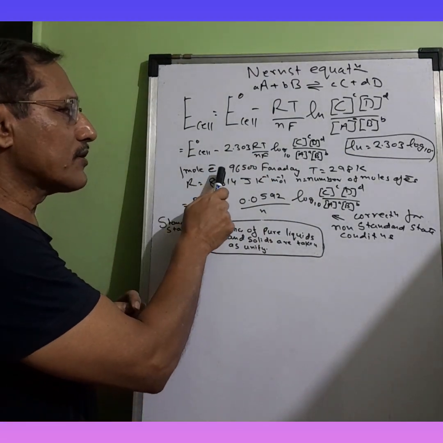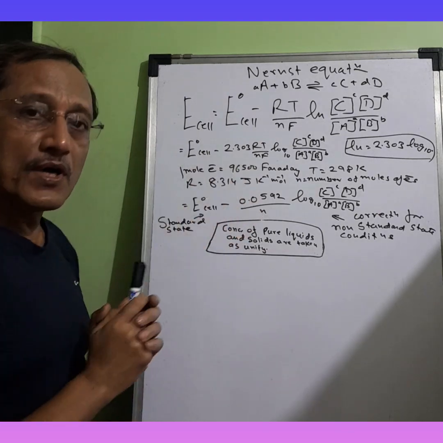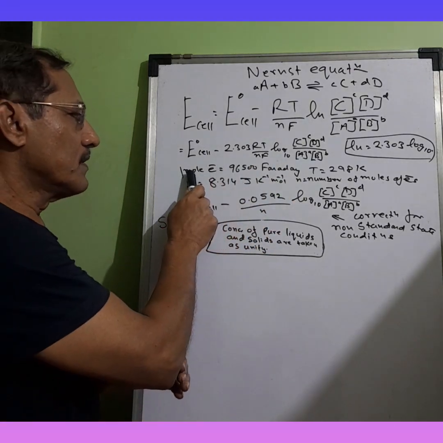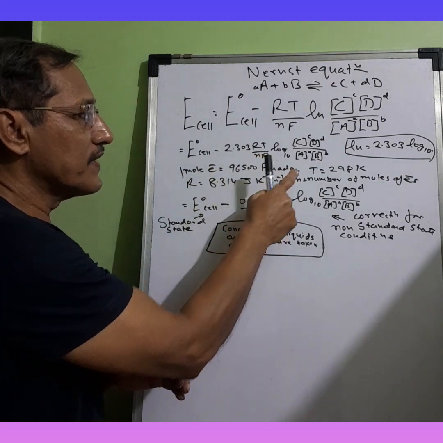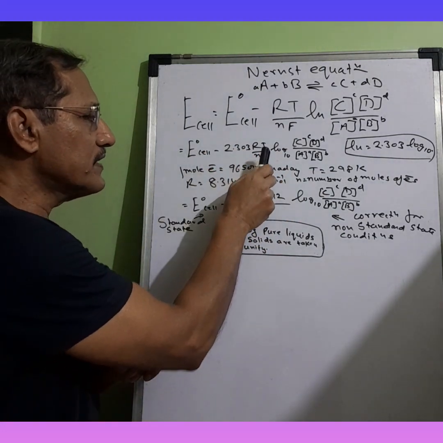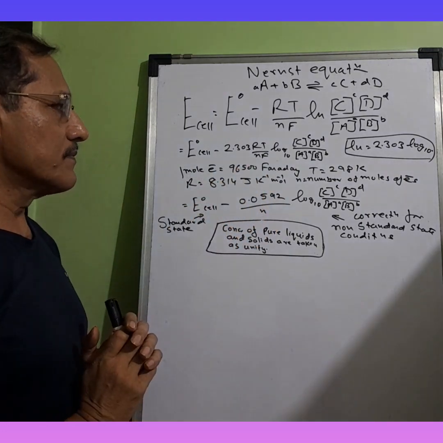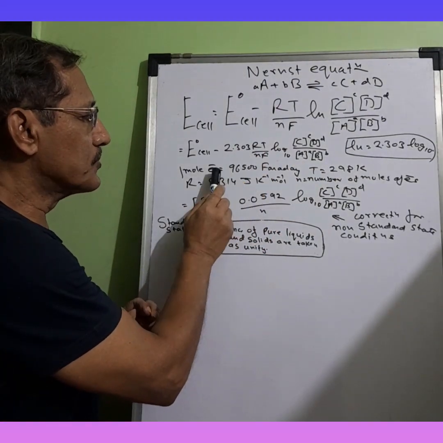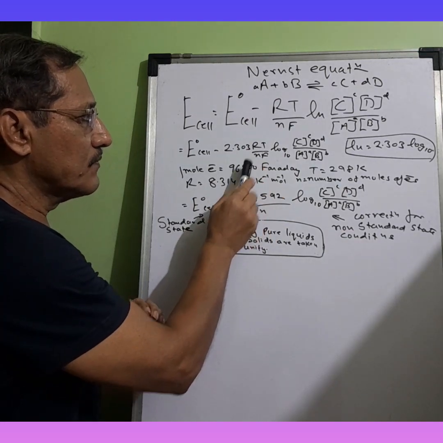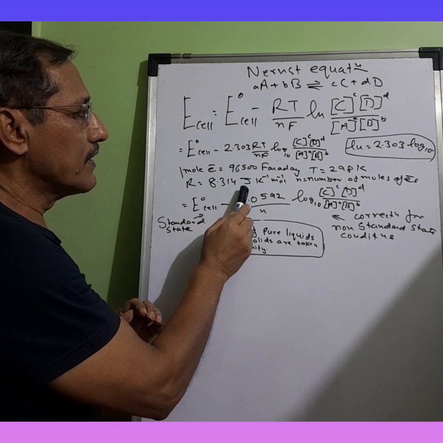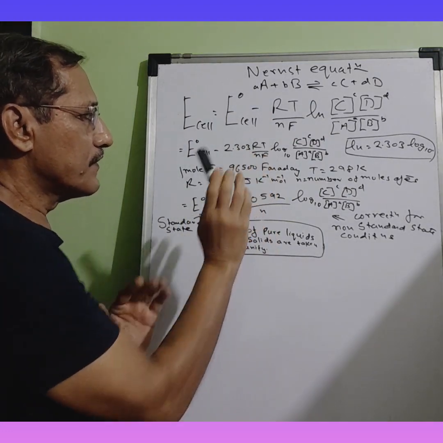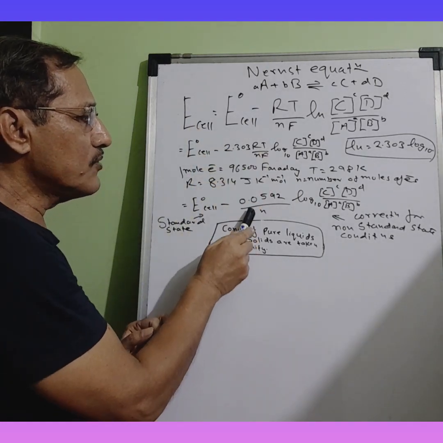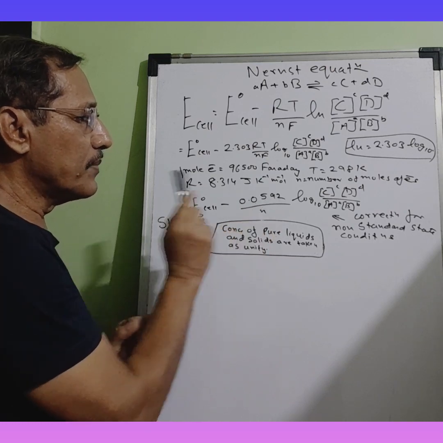Now 1 mole of electrons corresponds to 96500. So just the number of electrons won't do, we are interested in Faraday. In that case it would have been 2 into 96500. So F is Faraday, n is the number of moles of electrons. Now when we substitute these values, F 96500, T 298 Kelvin, R 8.314, along with 2.303 already substituted, the value that we get is 0.0592 divided by n.